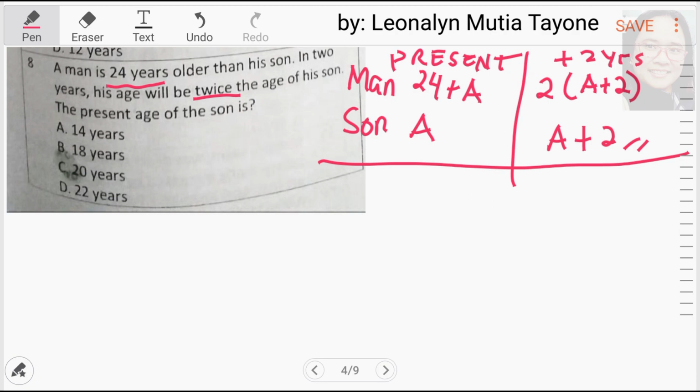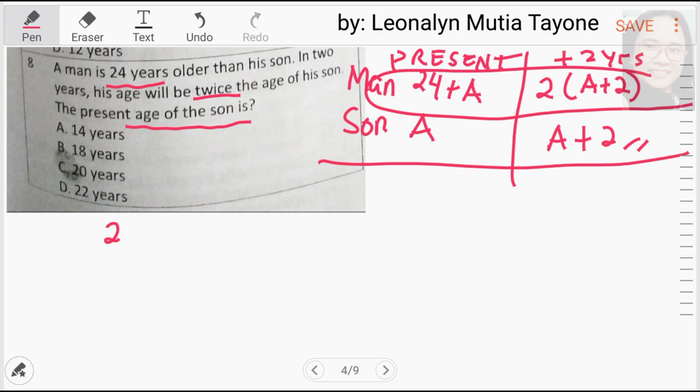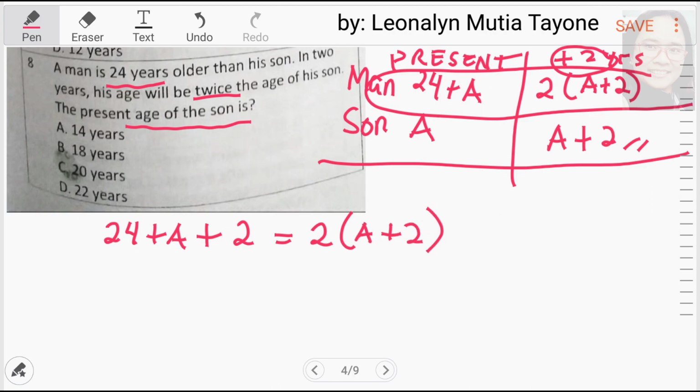The question is, the present age of the son is what? Mag-equate tayo. Ito ang i-equate natin. Si man ay 24 plus A plus 2 years para maging equal siya sa twice of A plus 2.